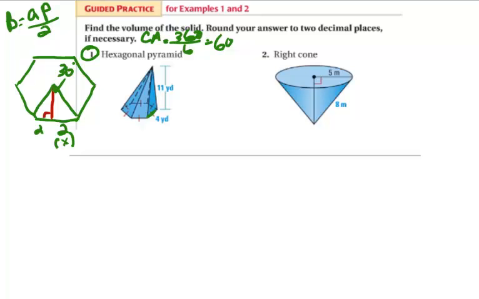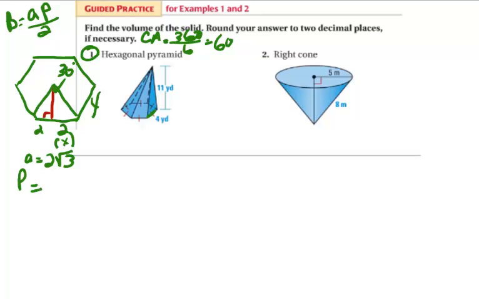Now remember, across from the 30, this is my x side. And the apothem is across from the 60 degrees, and so the apothem is my x square roots of 3 side. And so my apothem here is 2, that's my x, square roots of 3. Okay, 2 square roots of 3 is the apothem.